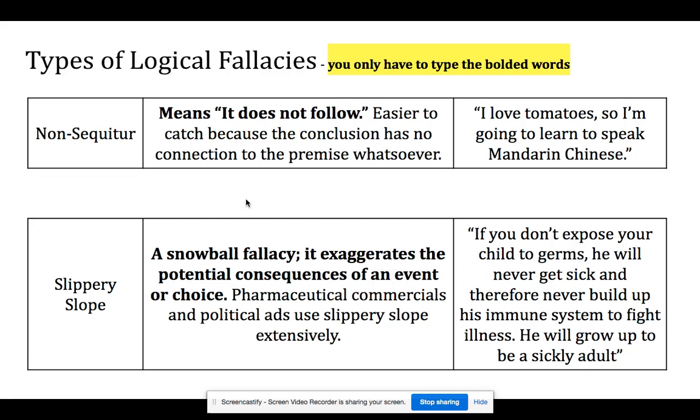Next, we had a slippery slope. And the example was, well, if you don't expose your kid to germs, he's never going to get sick. He's never going to build up his immune system to fight illness. And he's going to be a sickly adult. So it's a snowball fallacy.